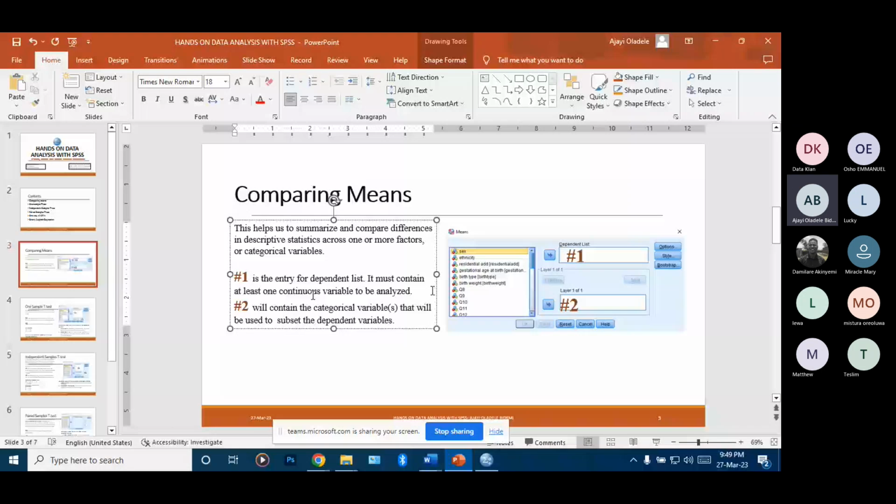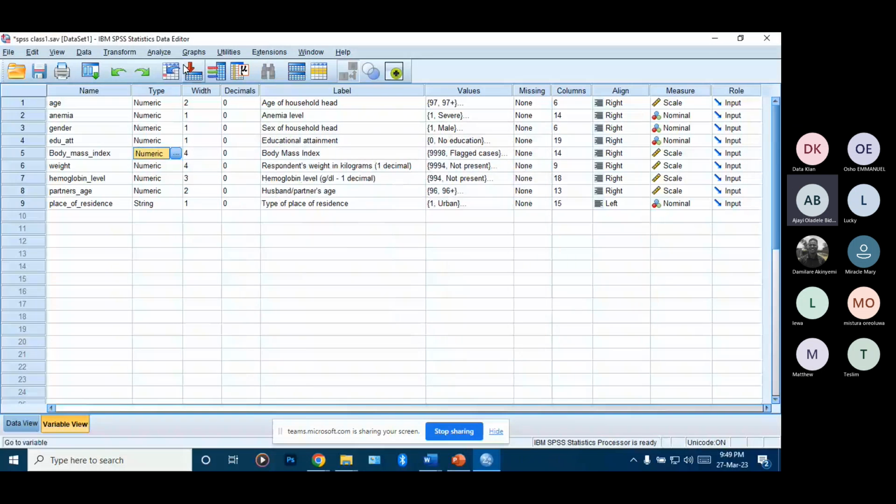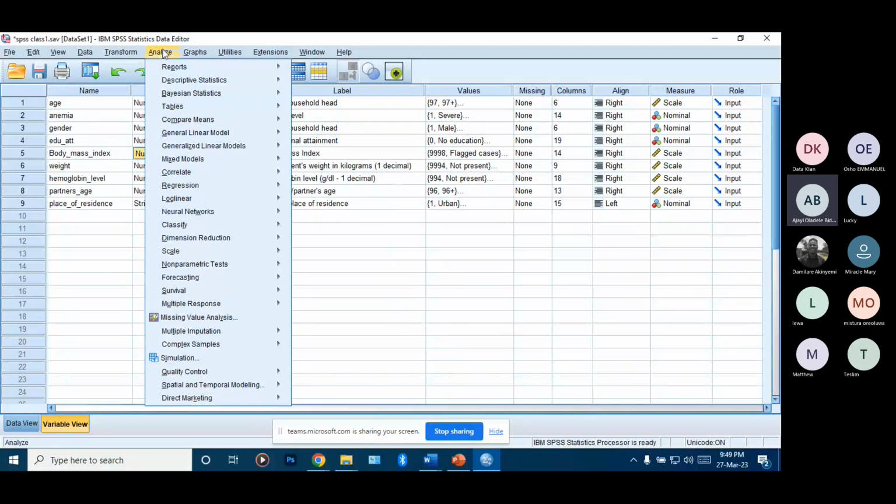Now, let's compare means. I'm coming to my SPSS back. Let's try to compare our means. Can we still see my screen?